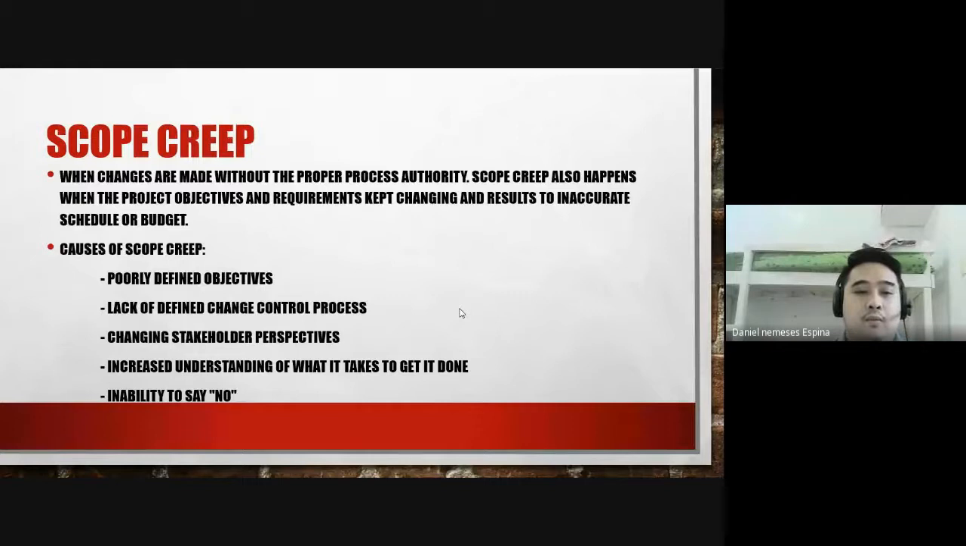Increase understanding of what it takes to get it done and inability to say no. Okay? So the power of saying no, di ba? So most of the time we are afraid to say no. Okay? But there are cases that, especially in the project, you really need to know the limits of your team. Okay? And you have that courage to say no. Okay? It's not easy, but it's part of the job of the project manager.